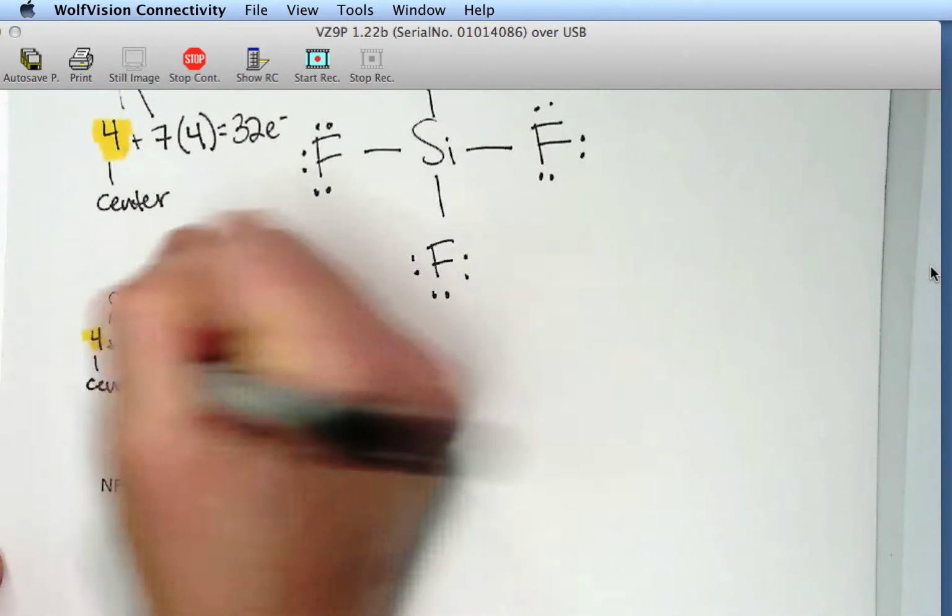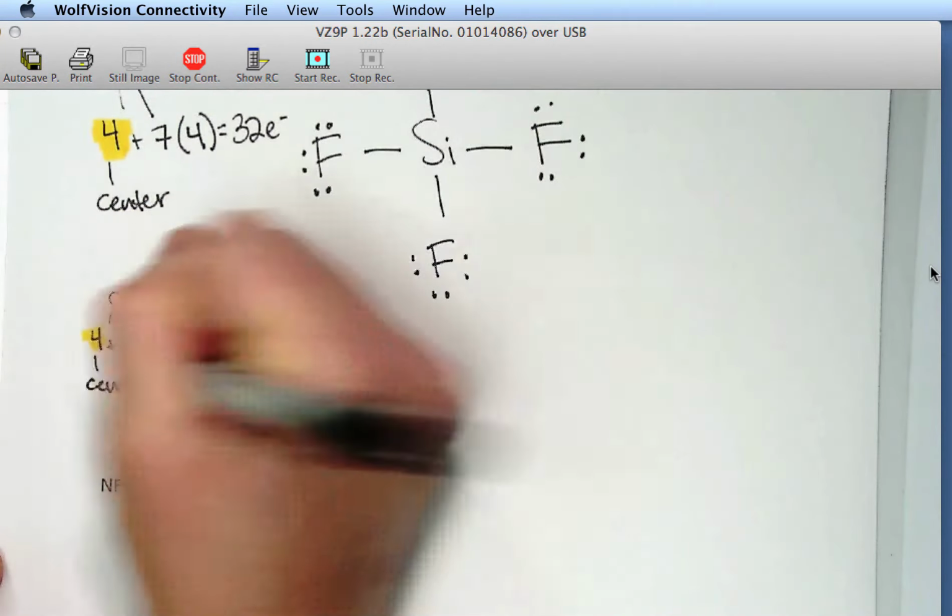We're going to learn how to name covalent compounds now. So I will either give you the formula of a covalent compound, and you need to write its name, or I'll give you the name of a covalent compound, and you'll need to write its formula. Just like with the ionic nomenclature we had earlier.